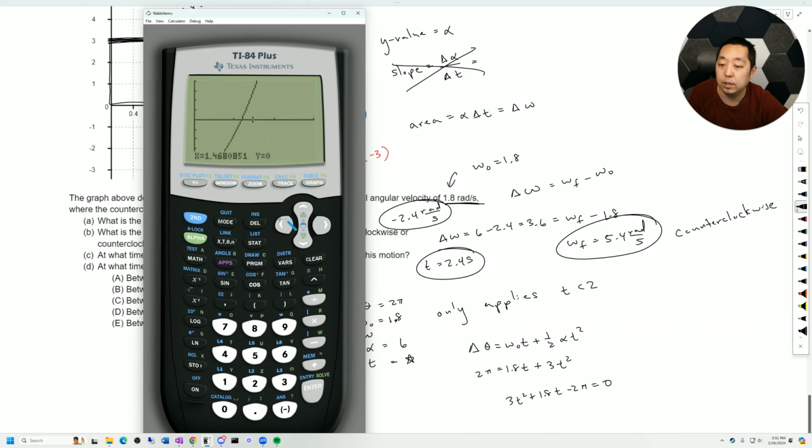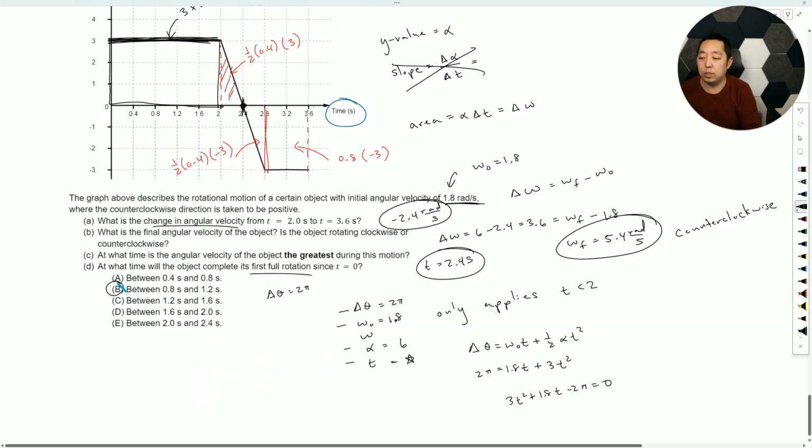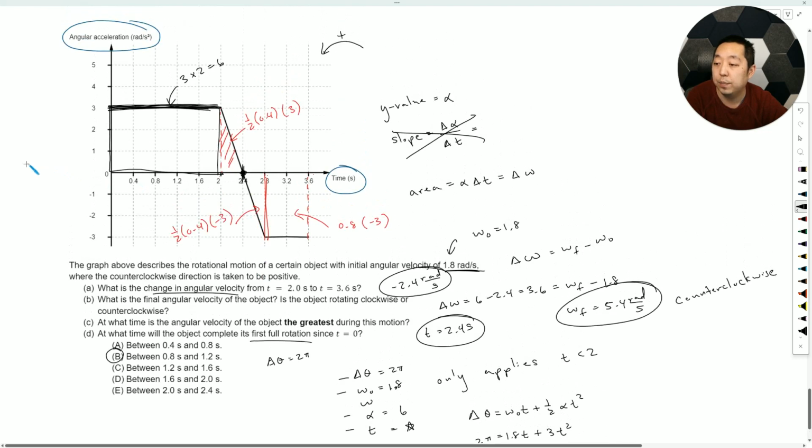Where is that on the graph? It's going to move over. I don't know, you can just estimate. It's about 1.18 seconds, so it's going to be between 0.8 and 1.2 seconds. This was a little tricky, but that's how you would handle that.